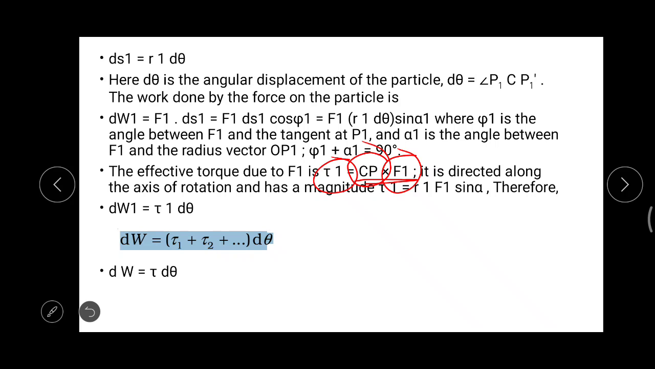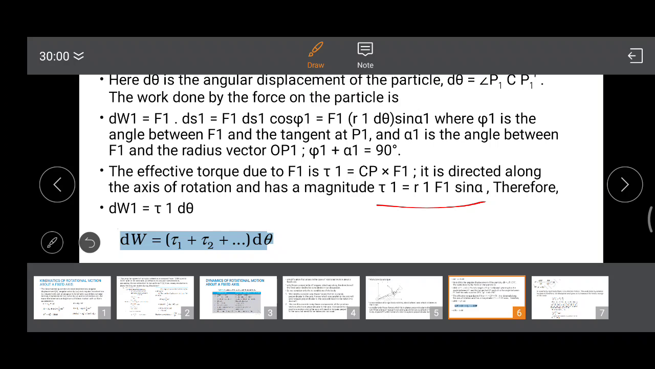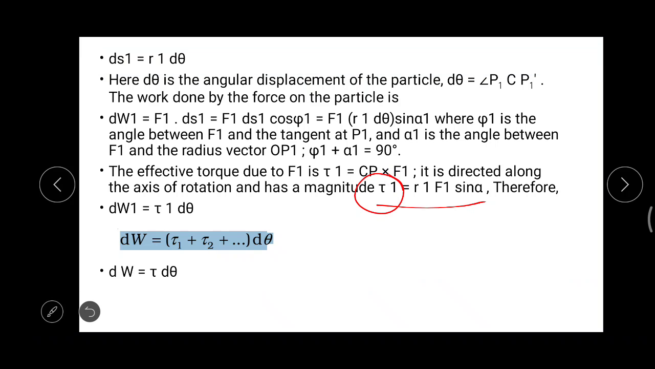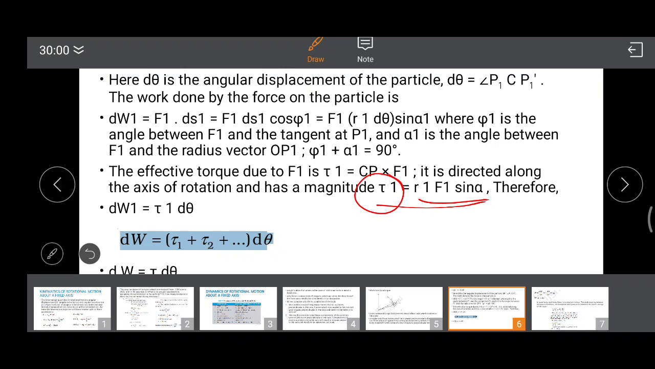Here τ1 is directed along the axis of rotation and its magnitude is τ1 equal to r1 f1 sin alpha, where alpha is the angle between Cp and f1. So R1 cross F1, that is the tau 1 value, has magnitude R1 F1 sine alpha. Comparing this, dw1 we have written as F1 r1 d theta sine alpha. So we have seen that tau1 is equal to r1 f1 sine alpha 1.